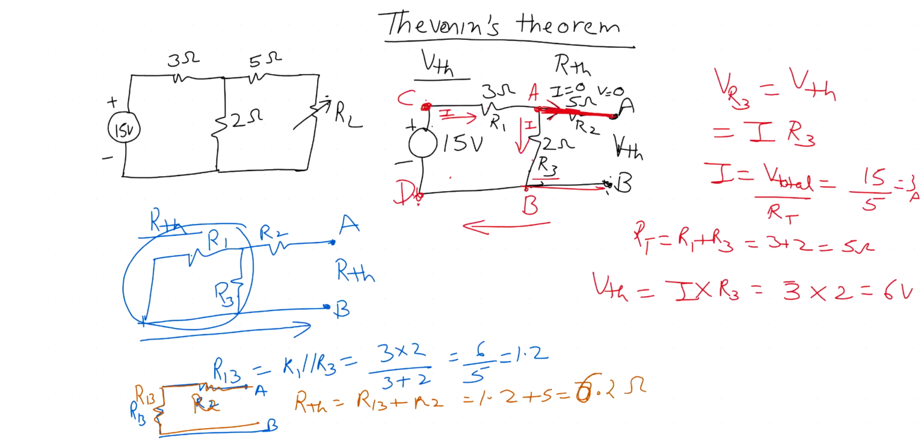The next step is to draw the equivalent circuit for Thevenin's theorem. VThevenin goes here, RThevenin in series here, and RL here. This is your equivalent circuit. You have already found the values of VThevenin and RThevenin, and you redraw the circuit. This is how you make the equivalent Thevenin circuit.